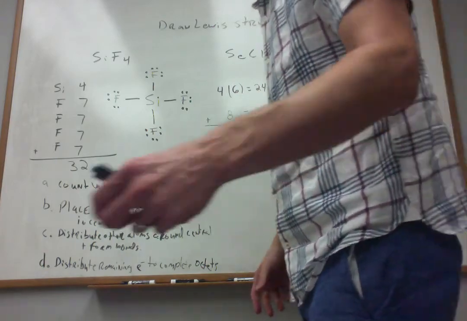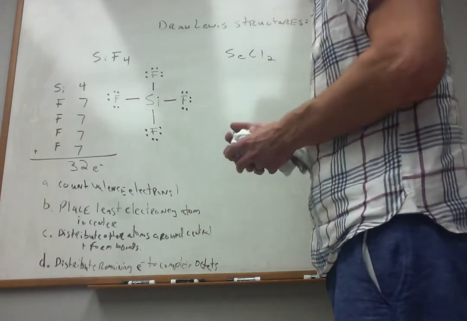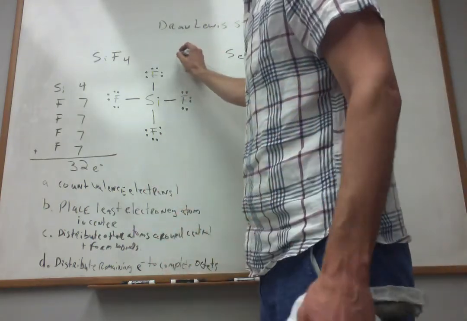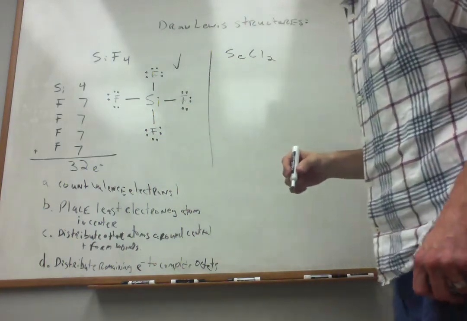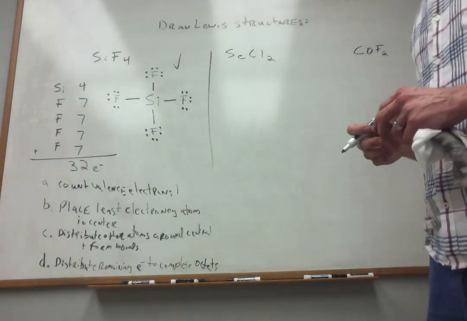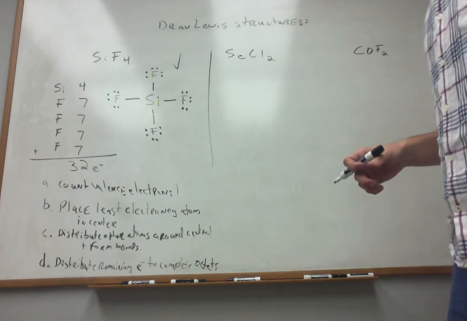So what I would say about this structure is I think that what I've come up with is a perfectly valid Lewis dot structure for this compound SiF4. I'm happy with it, and I'm done with the problem. All right, so this is your thought process and the procedure. Okay, let's try it again.